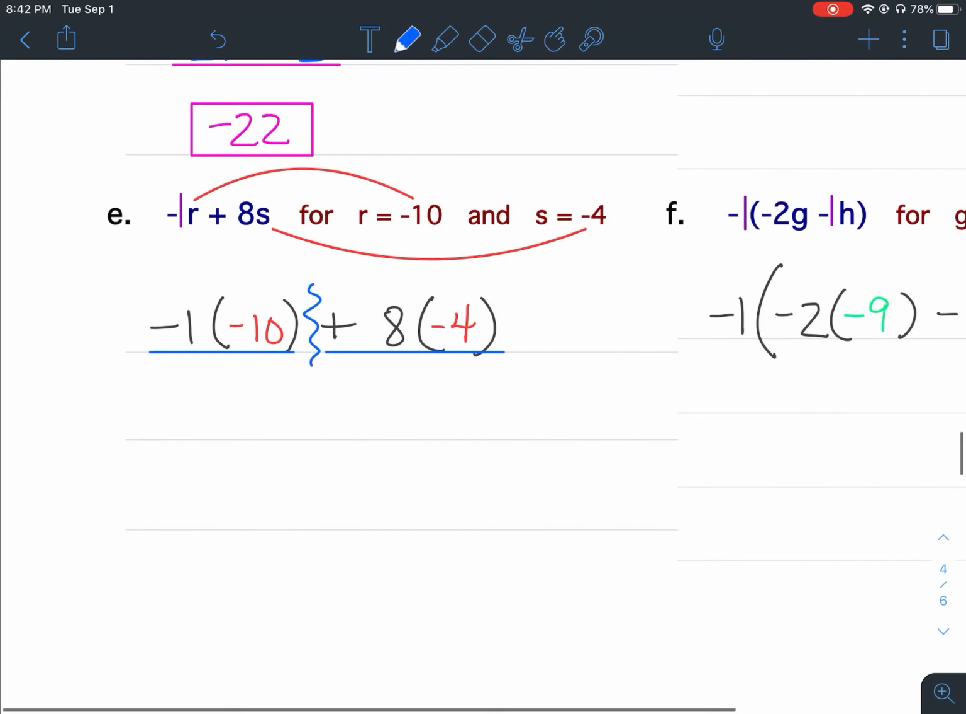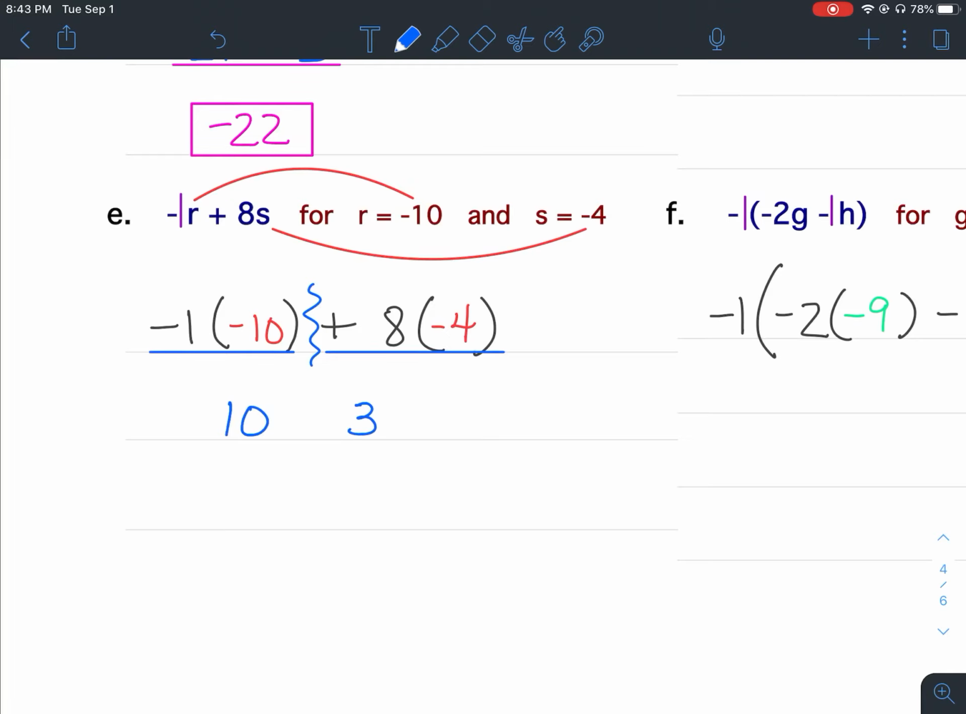For E, again, I already put the parentheses where I saw the variables, and I plugged the values in for the variables. So negative 10 substituted in for R, and negative 4 in for S. So I'm going to start with my multiplication. 1 times 10 is 10. Now, that's negative 1 times negative 10. And negative 1 times anything means you take the opposite. So the opposite of negative 10 is positive 10. Or you could look at it as there's an even amount of negatives, so it'd be a positive 10.